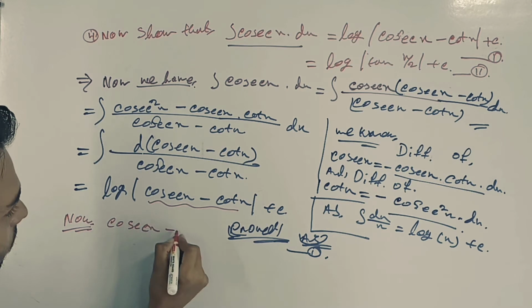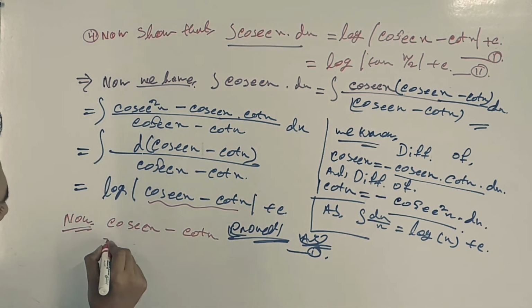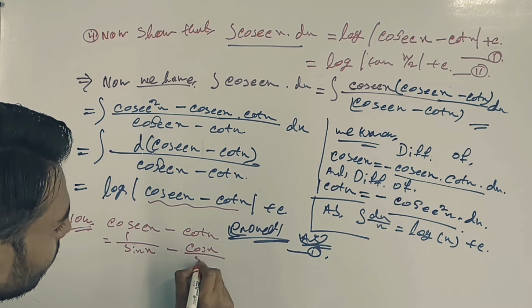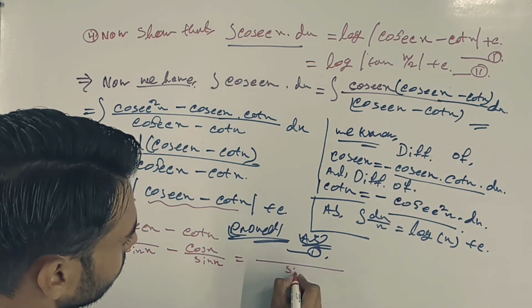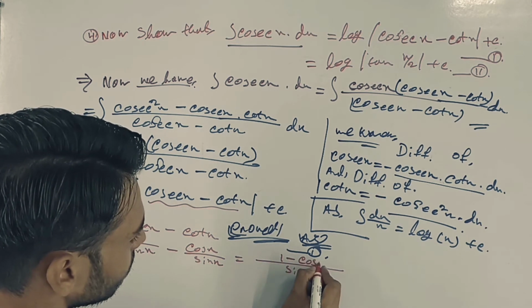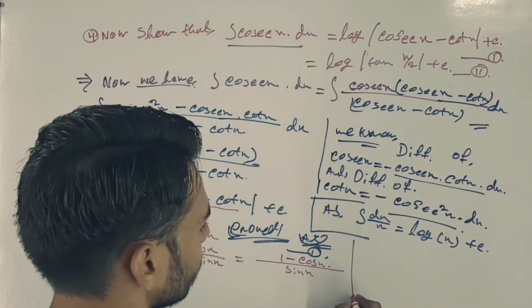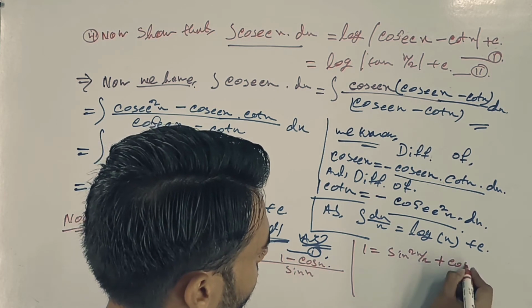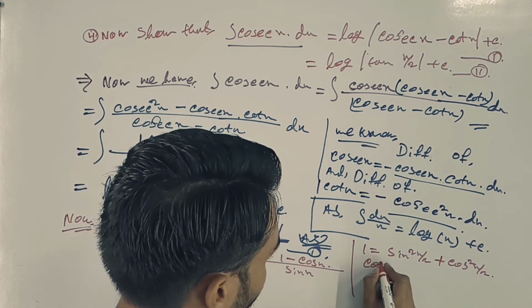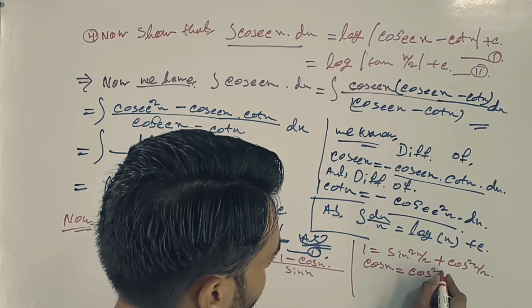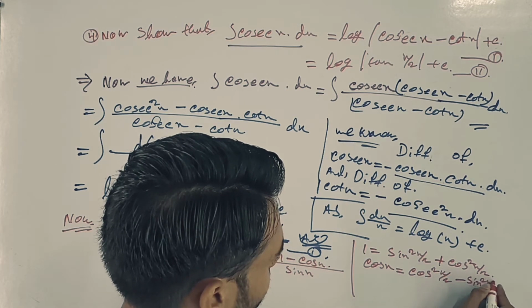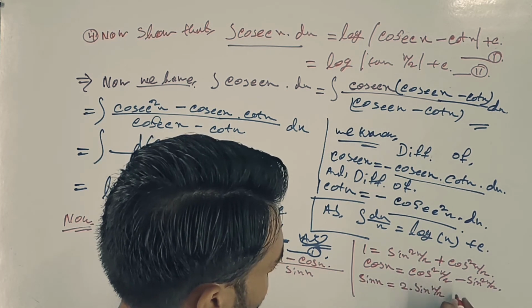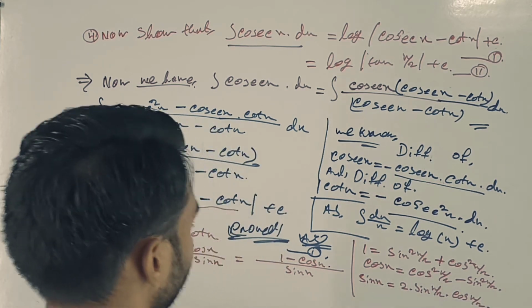So now cosec x minus cot x equals 1 by sin x minus cos x by sin x, that equals 1 minus cos x in the numerator and sin x in the denominator. And now the previous formulas: 1 equals sin square x by 2 plus cos square x by 2, and cos x equals cos square x by 2 minus sin square x by 2, and sin x equals 2 times sin of x by 2 into cos of x by 2.